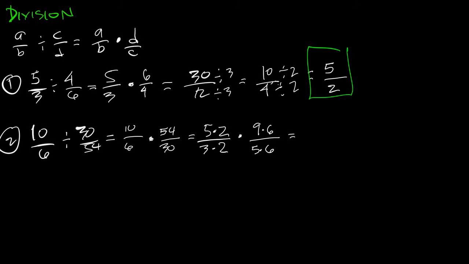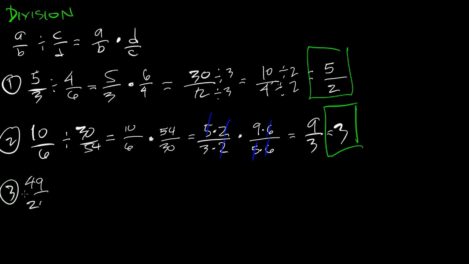Ngayon, ang gagawin natin is magka-cancel lang tayo. Cancel natin itong 5, then itong 6, then itong 2. So, ang natira sa atin is 9 and 3. And we know that 9 divided by 3 is equal to 3. So, 3 is our final answer. Next example.